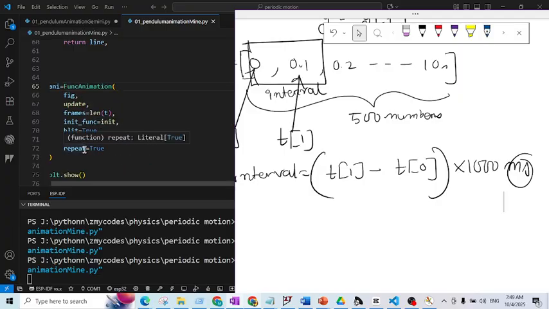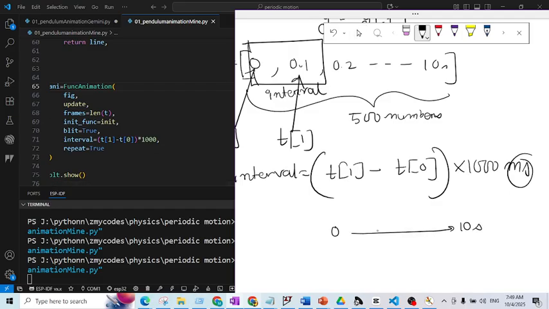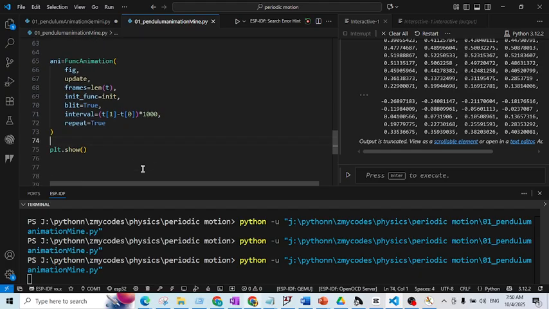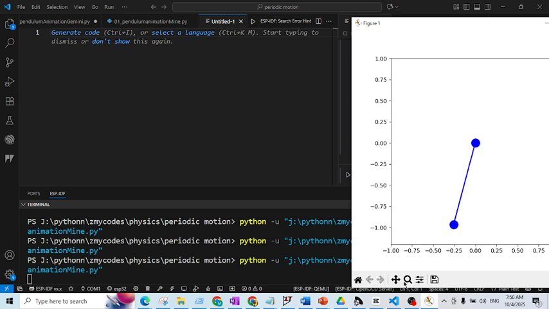And do I want to repeat? Yes, I want to repeat. That means it will simulate from 0 to 10 seconds, and then again from 0 to 10 seconds, and again from 0 to 10 seconds. I mean, after 10 seconds it will not pause, and then plt.show. Okay, so I will run this simulation again.